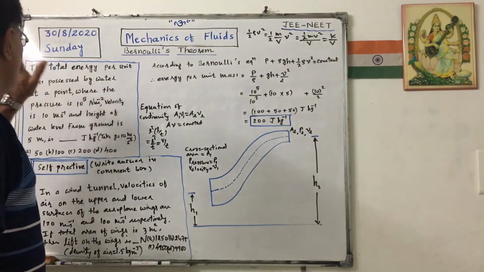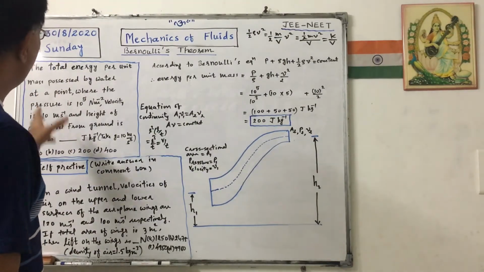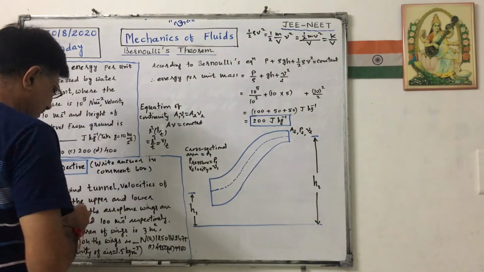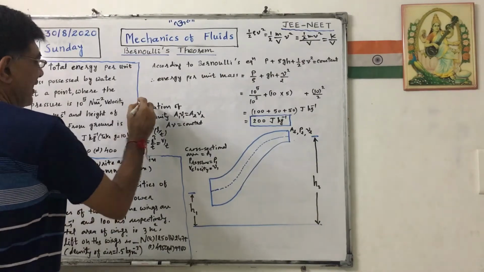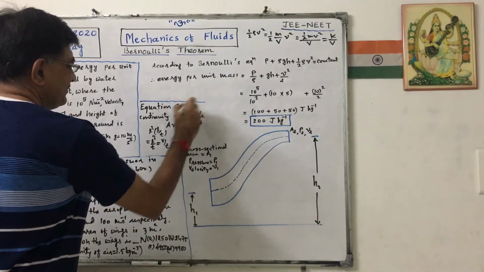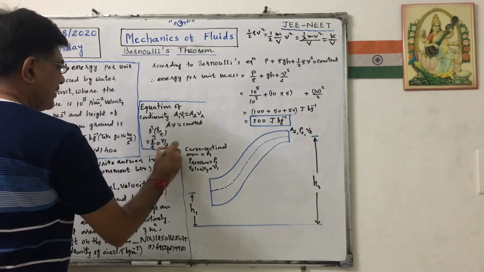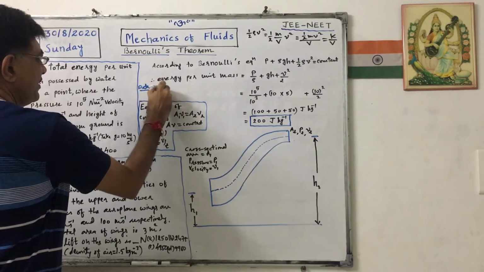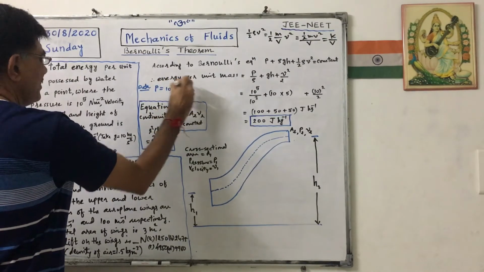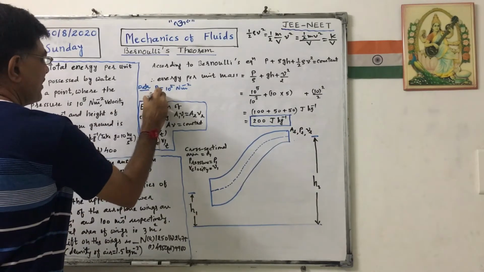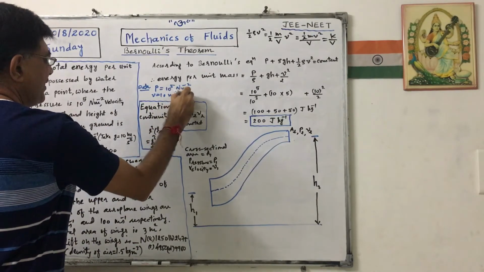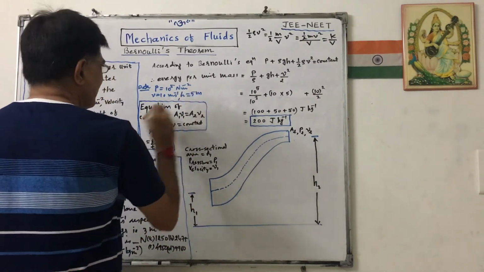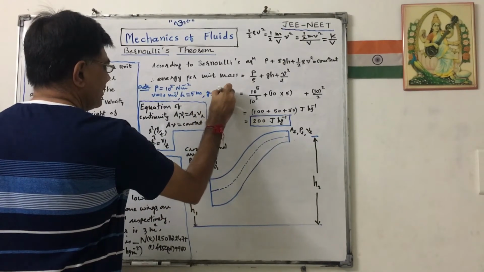So this is the data. According to this data, I will write here the data. Actually you won't have that much time, but I will write it here. Pressure is given as 10 raised to 5 Newton per meter square. Velocity is given as 10 meter per second. Height is given as 5 meter. G is given as 10 meter per second square.